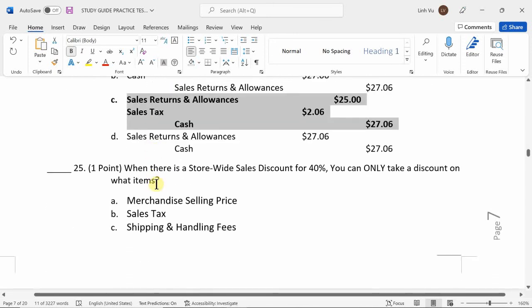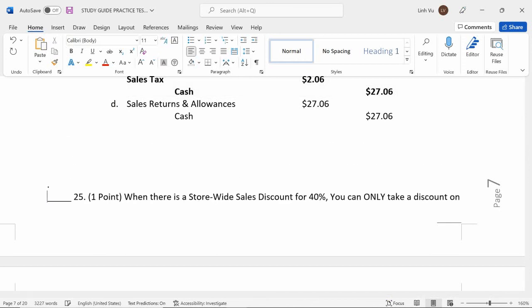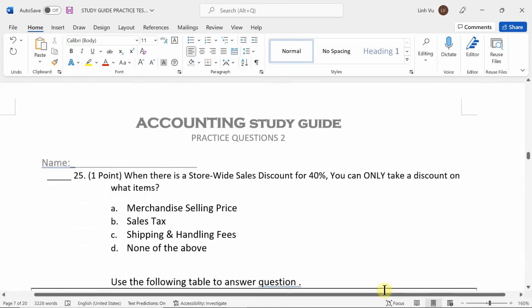Okay. Number 25, when there is a store-wide sale discount for 40% off, you can only take a discount off of what items? Okay, let me push this question down since there's a D. Okay.